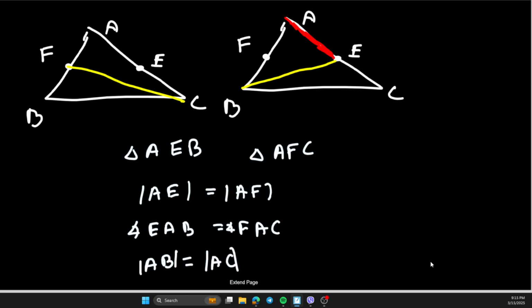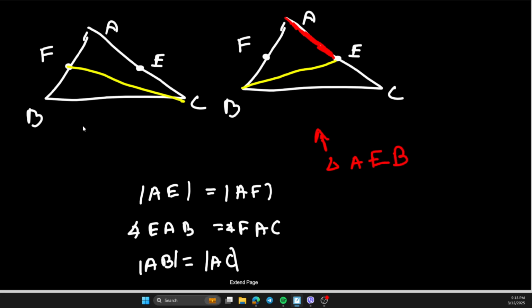Yeah, I get it. They're all equal. Yeah, I'm just trying to show you visually. So here is the triangle AEB. Look at the triangle. But here, look at the triangle AFB. Okay? Now look, AE equals AF. So these two are equal with each other.